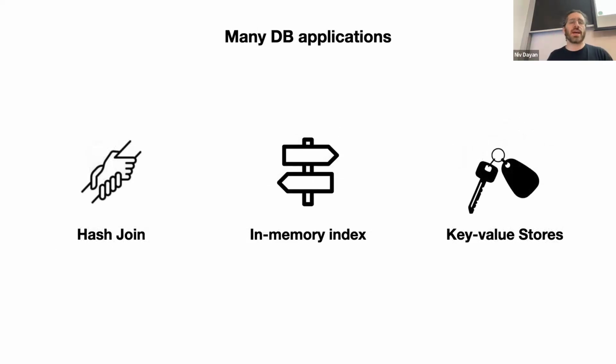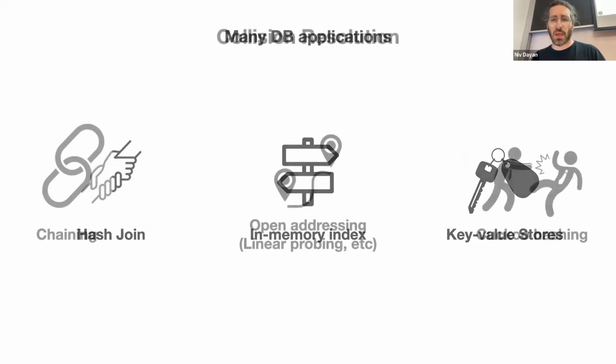And hash tables are used all over the place in database systems. That's probably needless to say, but just to name a few places where they are used. They're used to implement hash join algorithms. They're used just to implement in-memory indexes, and also very widely for key value stores.